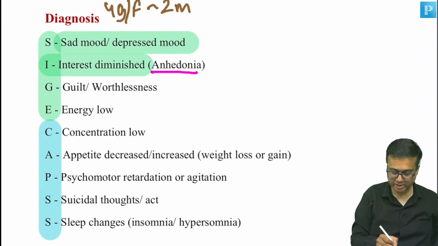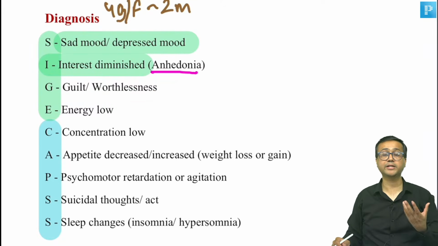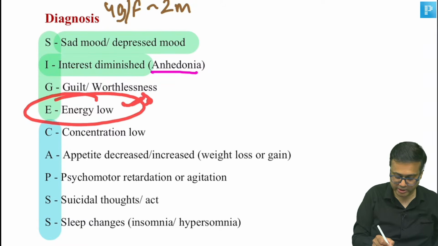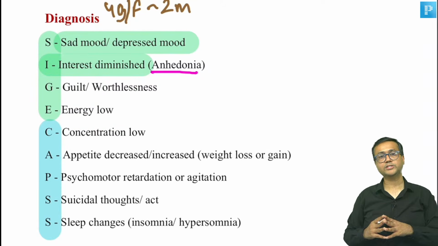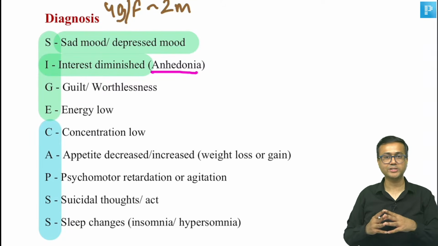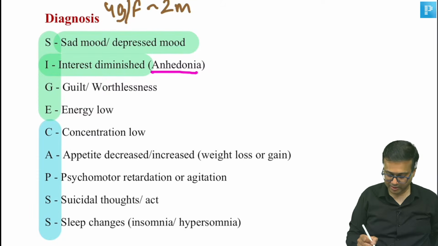G, but a patient may have excessive guilt or worthlessness. So patient may have negative views about self. I am a bad person. But what happens to energy in depression? Energy is low. Patient says I get tired very easily. There is easy fatigability. So patient says, sir, nowadays even when I am sitting, I get tired.